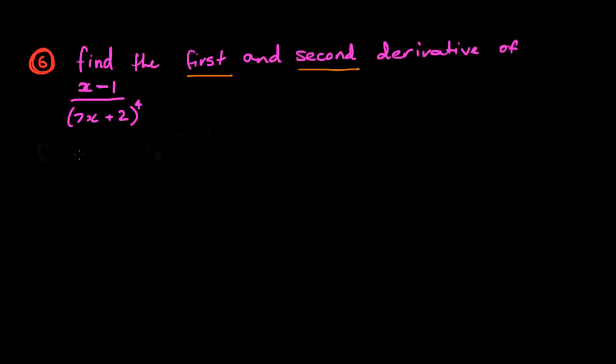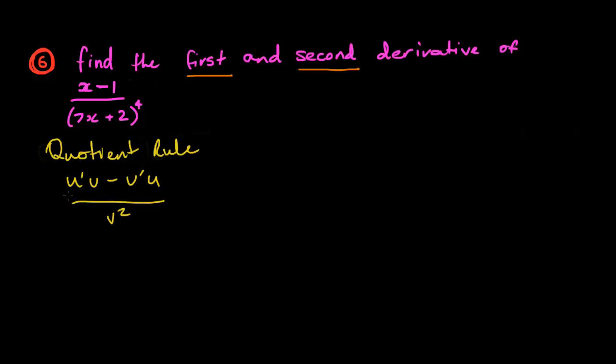Just to remind you, the quotient rule has a formula which goes something like this: u dash v minus v dash u over v squared. It doesn't matter which way you put this, as long as the u dash is on this side and the v dash is on this side. You can also write, if you're more familiar with this, v u dash minus u v dash over v squared. It does not actually matter.